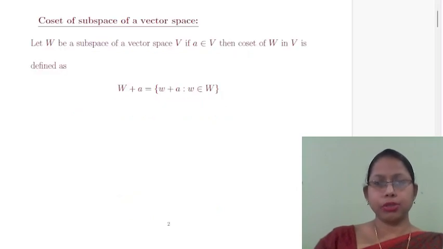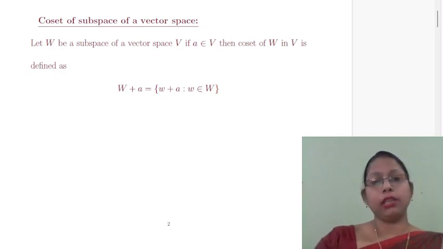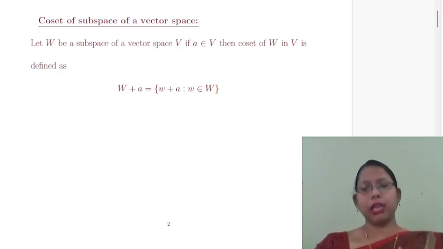First is the definition of quotient of a subspace. If W is a subspace of a vector space V and A belongs to V, then the quotient of W in V is defined as W + A = {w + A : w belongs to W}.